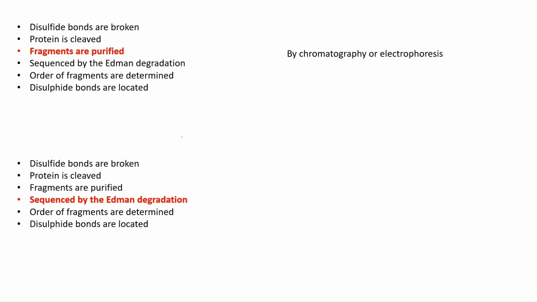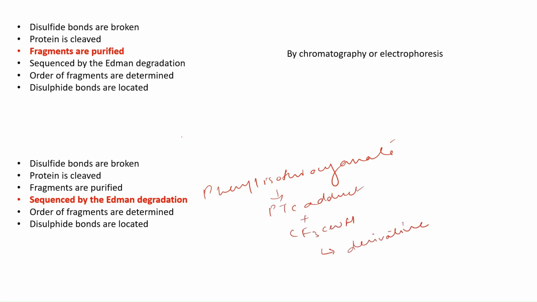Okay, so those who have not seen that video, I would recommend you to see that video for details about Edman degradation. But in short, the chemical we use is phenyl isothiocyanate. This chemical is used for Edman degradation, which will form a PTC adduct. After reacting it with CF3COOH, a derivative is formed, which can then be identified. So this is in short about Edman degradation. The full detailed explanation of Edman degradation is present in the last video.